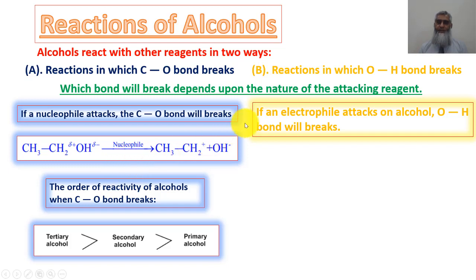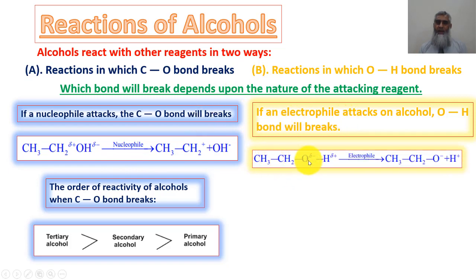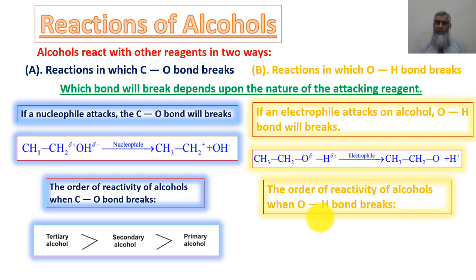On the other side, when electrophile attacks the alcohol, oxygen-hydrogen bond will break up. This is the formula of alcohol. Electrophile means electron-loving species. It will attack on the oxygen of the alcohol group to pick up electron. So the bond between oxygen and hydrogen will break up, and as a result, ethoxide negative ion plus H positive ion will be produced.